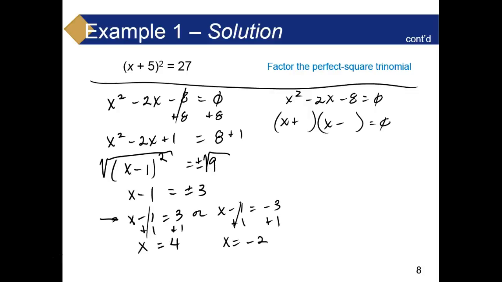Two numbers that multiply to 8. Say again? 2 and 4. And which gets which sign? 2 positive and 4 negative. Why? Because that middle term negative wins, right? You can check this, and sure enough, that would be x squared minus 4x plus 2x, that would be minus 2x minus 8. Perfect, it works. Now what?